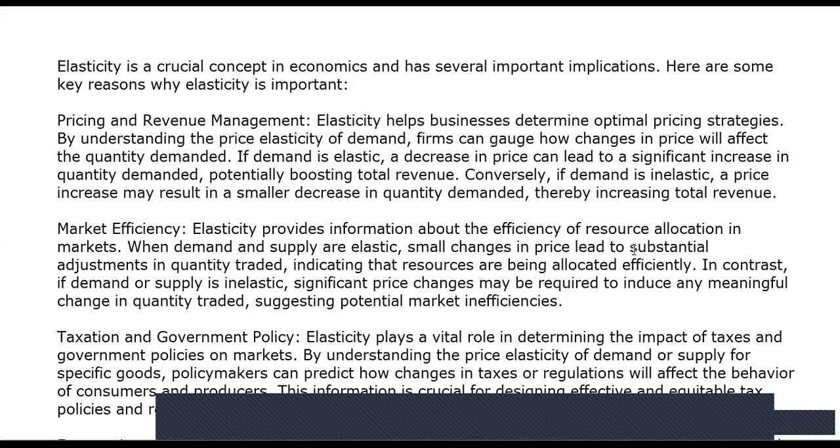suggest potential market inefficiencies. So elasticity is also important for taxes and government policy because it plays a vital role in the impact that taxes have on the economy. By understanding the price elasticity of demand, the government will be aware when to increase and when not to increase fuel prices, because these consumer goods will not only check them out of office in terms of votes, but they will affect the quality or standards of living in a particular country.